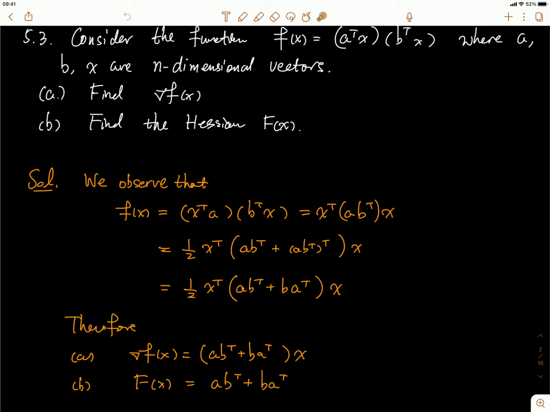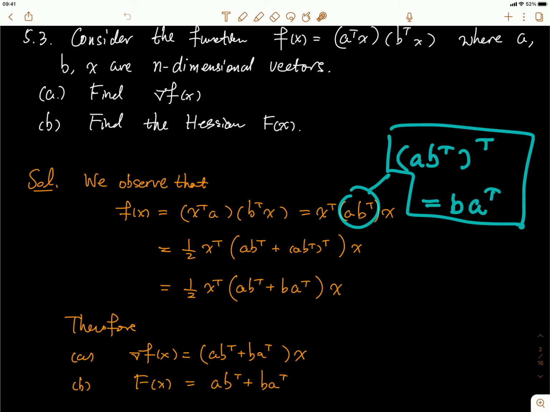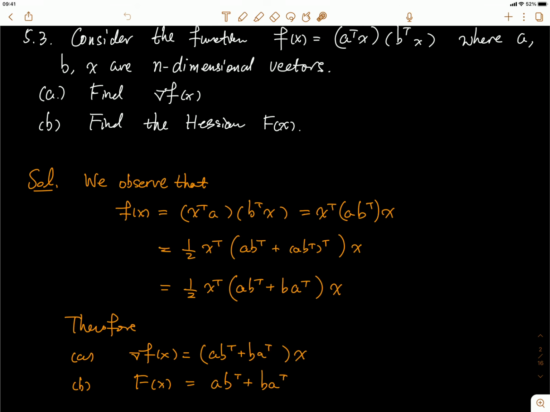We can rewrite this in terms of that. This AB transpose, we just take the transpose of this, so that becomes AB transpose. If I take the transpose of this, I'll get BA transpose, so that's what we need. That's how we got the BA transpose. So this f of x can be written in this way as well.